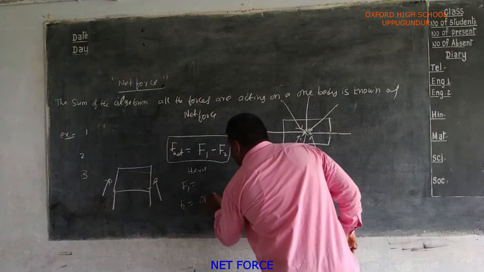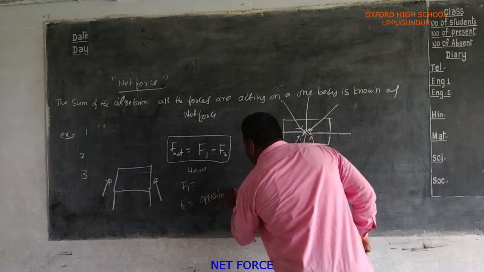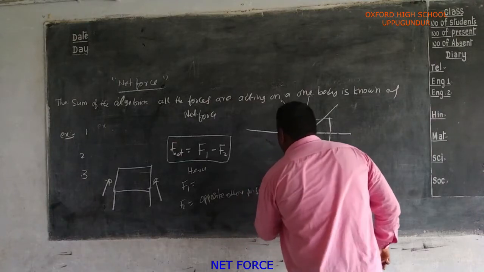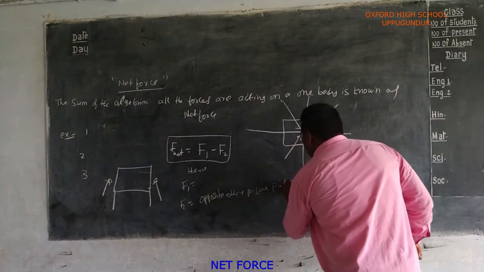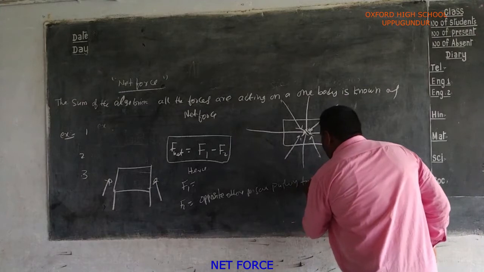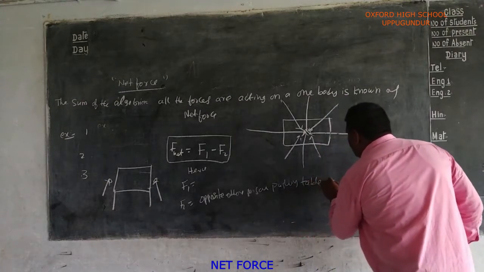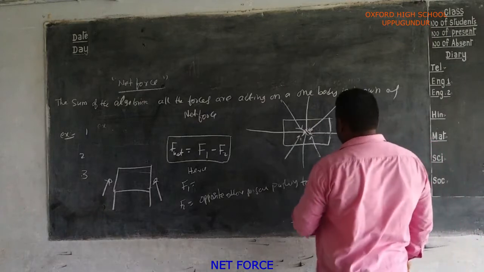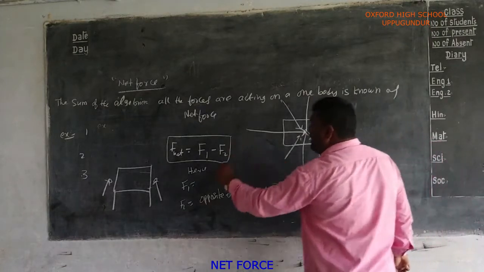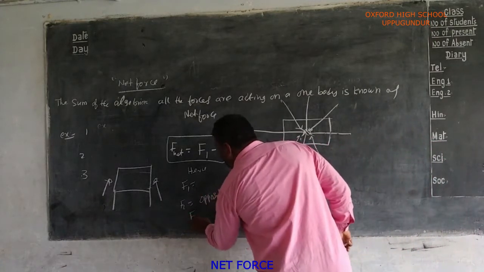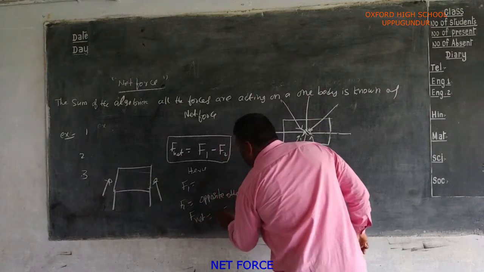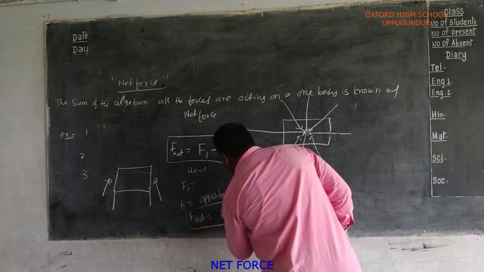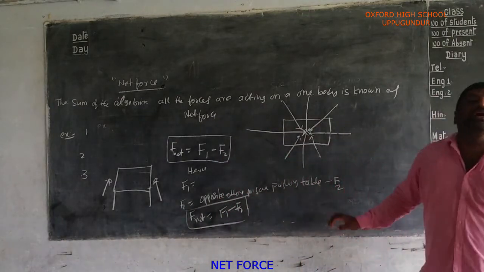The person opposite is pushing the table with force F2. So in total, how do we find the net force? F net is equal to F1 minus F2. This is the formula for finding the net force.